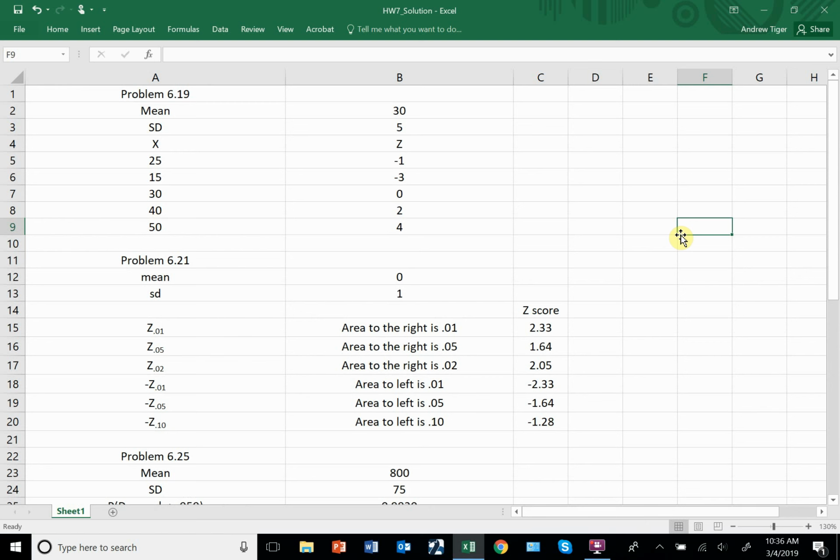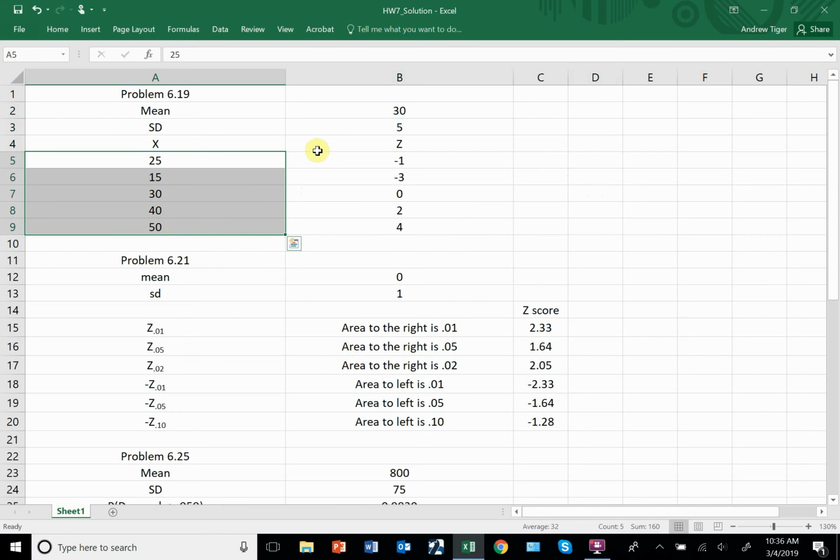Okay, this video goes over the normal distribution homework solutions. First problem, they give you the mean and the standard deviation to be 30 and 5, and they want you to determine what the z-score is given an x value. So they give you these numbers, and they want you to determine the z-score.